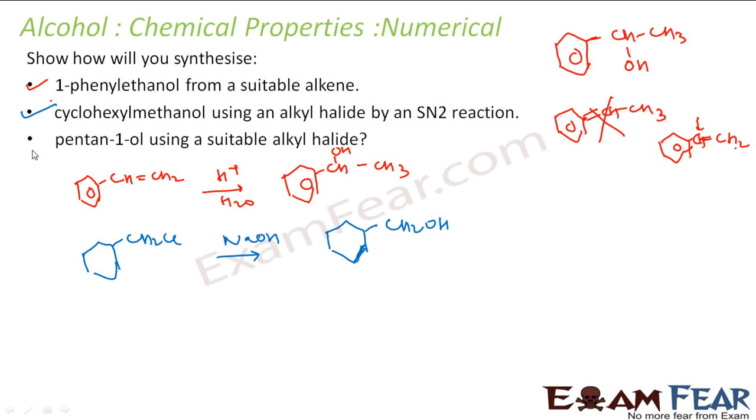The next is pentan-1-ol using any suitable alkyl halide. So I'm looking for what? Pentane, 1, 2, 3, 4, 5, 1-ol. So at 1 I have OH. So let me take pentyl chloride itself, and same thing we can add NaOH here. So this OH minus will replace chlorine to get this.